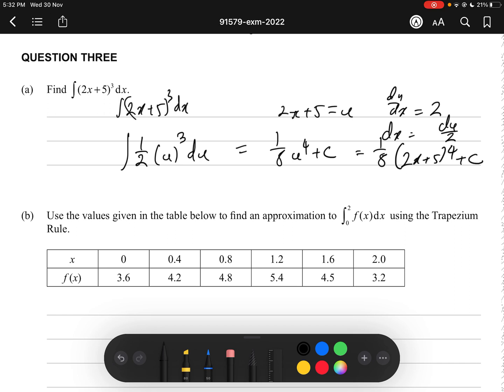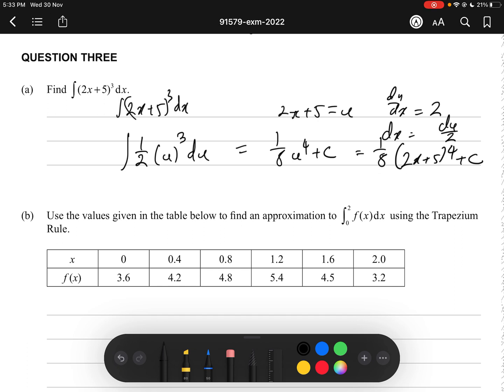However, you can also notice that the derivative of the inner function is 2. When you differentiate (2x + 5)^3, you move the power down, so you get 3 times (2x + 5)^2, the power minus 1, and you multiply by the derivative of the inner function, which is 2. So if you're going the other way around, instead of multiplying by the inner function derivative, you can simply divide by the inner function derivative. In this case, you can just divide by 2.